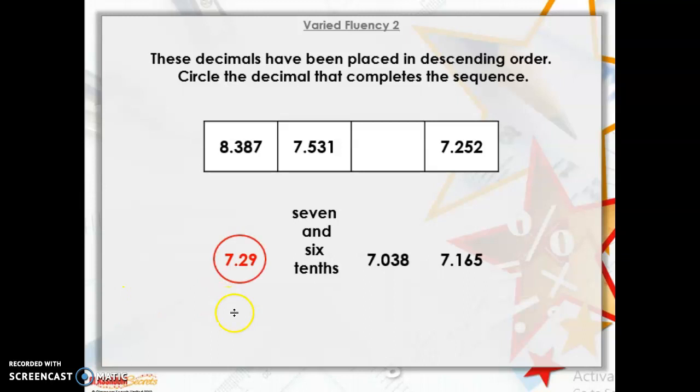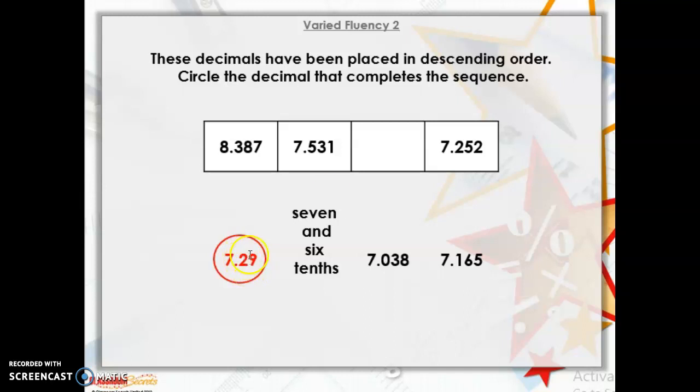Okay, so 7.29 is your answer, because if we have a look here, remember we're going down. We've got a 7 in the ones and a 7 in the ones, so it must begin with 7. In the tenths column, we've got a 5, and here we've got a 2. All right, so let's look at what we've got. Here we've got a 1, so it can't be that because that's even smaller, so that number would go there. Here is a 0, so again that's even smaller, so that number would go here. If we've got 6 in the tenths column, that's bigger, so that would go here, leaving this number 7.29.